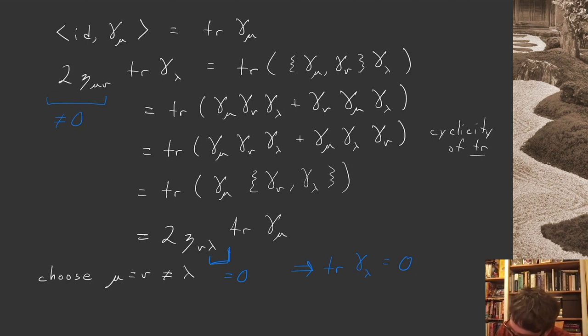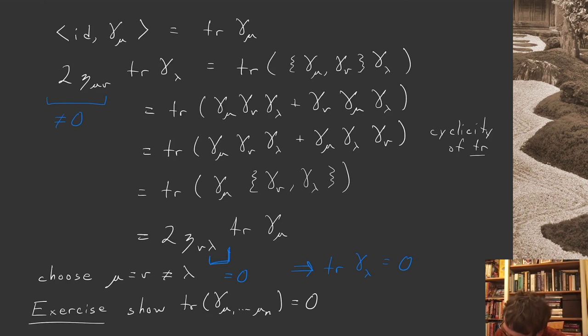So I'll leave as an exercise for you to show that the trace of an arbitrary one of these gamma matrices is also zero, provided I don't add too many indices. I need to keep the indices between zero and D. Otherwise, it's no longer true. So there's a slightly more general version of what I gave you for the single gamma matrix that should work here. And with a little more thought, you should be able to convince yourself of the earlier statement that the set of these gamma matrices forms an orthogonal basis.